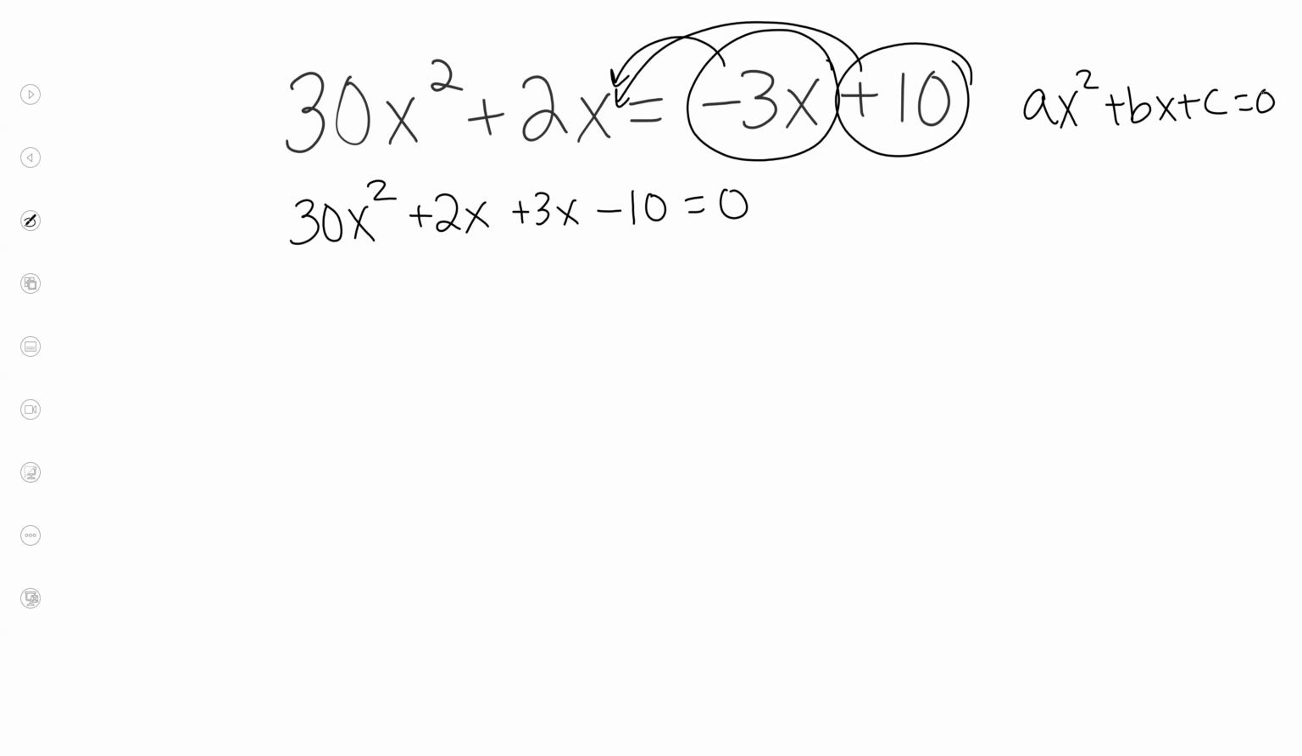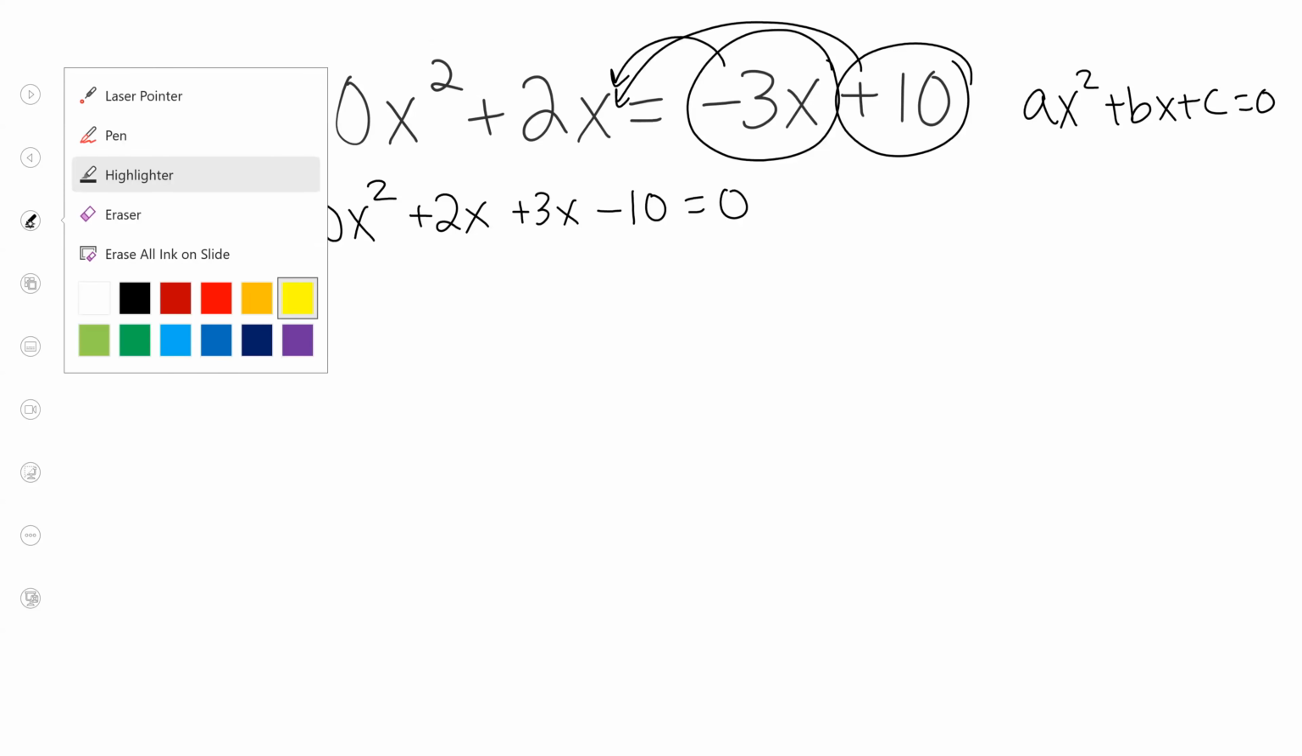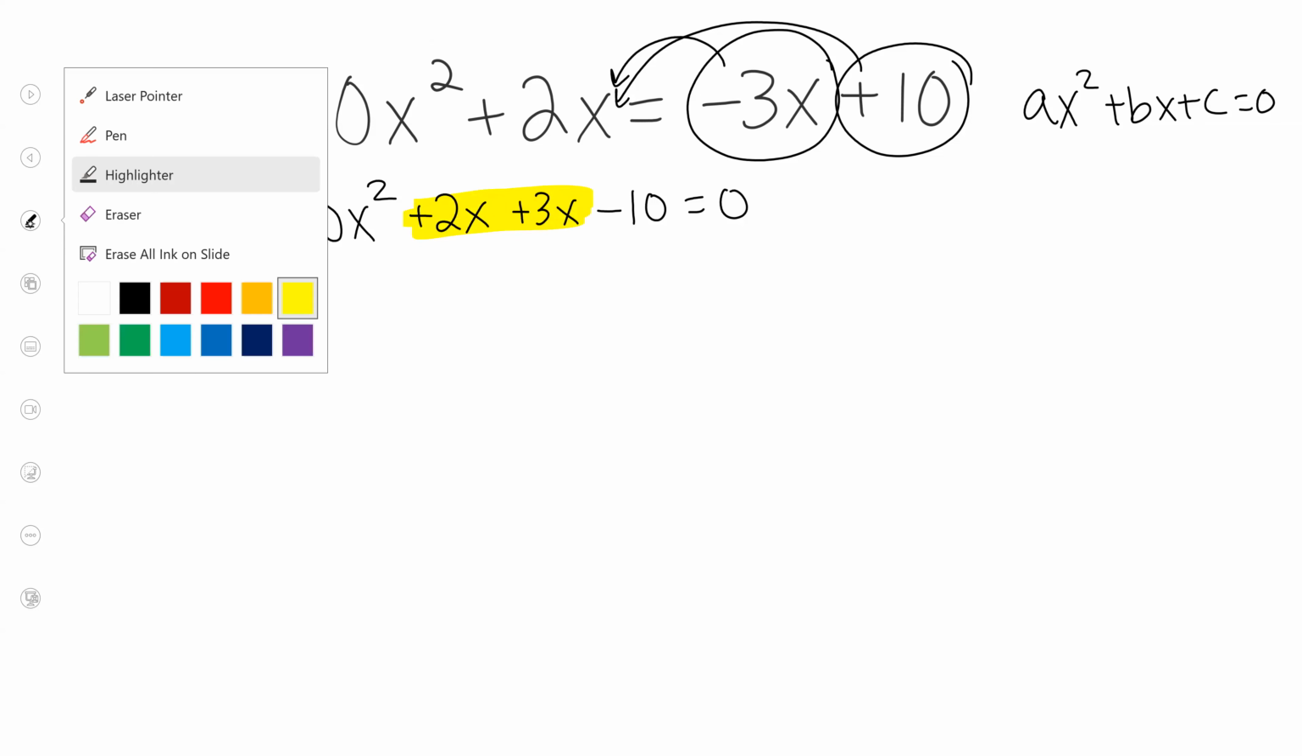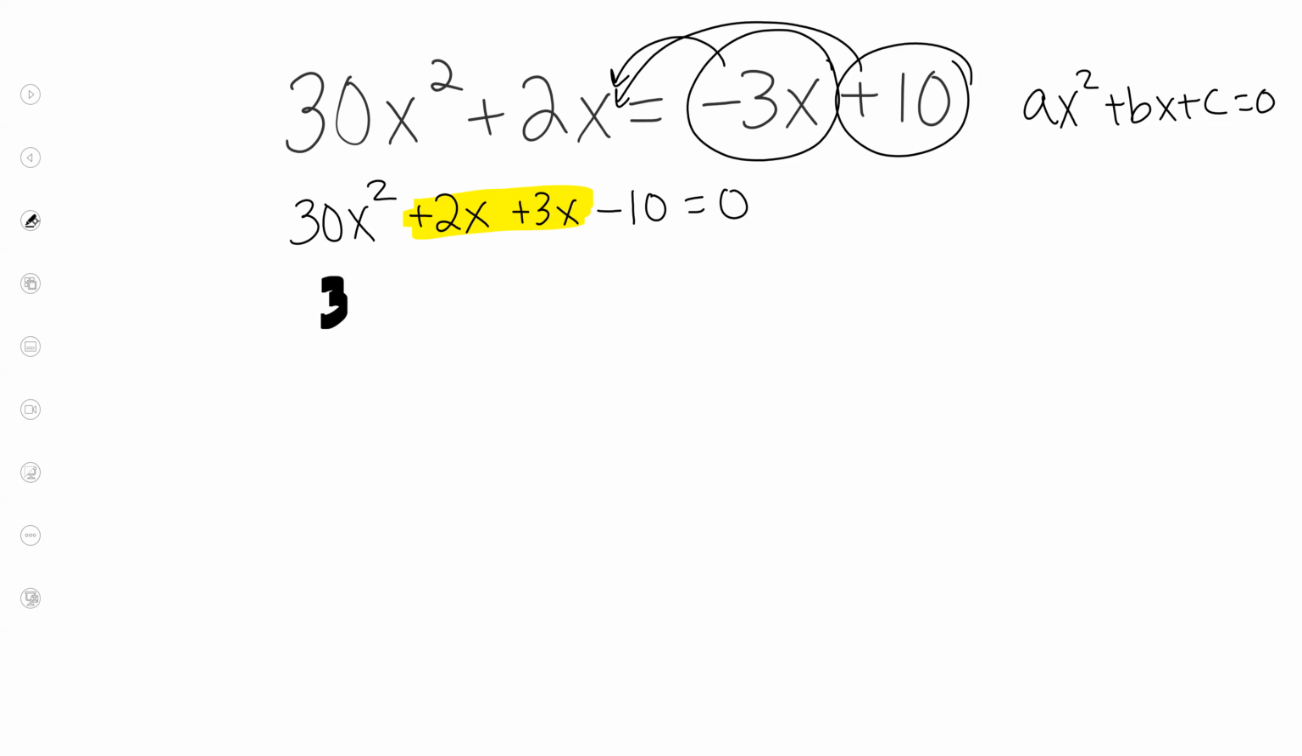Okay, so I'm going to combine my middle term. 2x plus 3x is 5x. So this is 30x squared plus 5x minus 10. Okay, now, before we start, is there a number that all of these can be divided by? Yes, all of these can be divided by 5. So let's simplify it before we start.